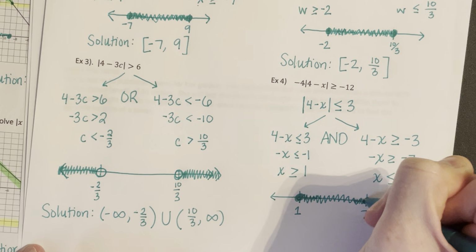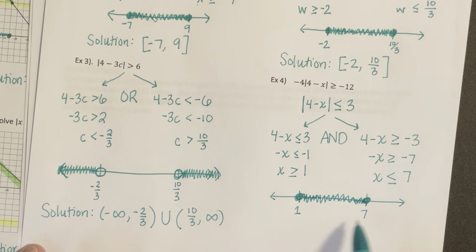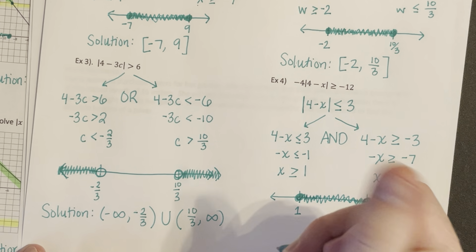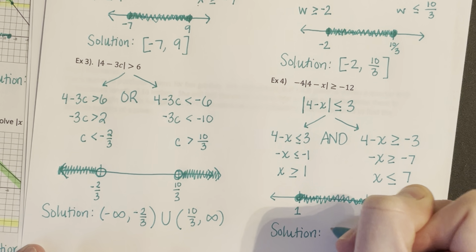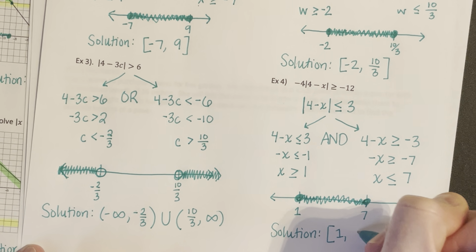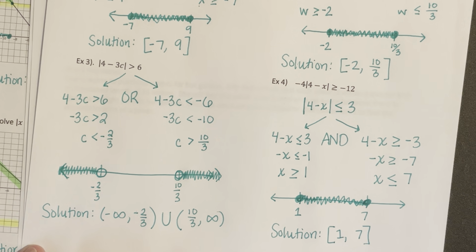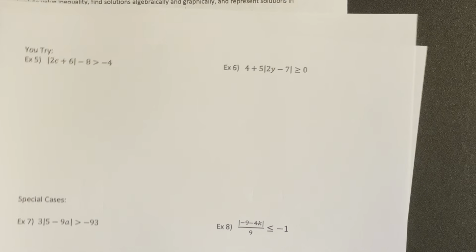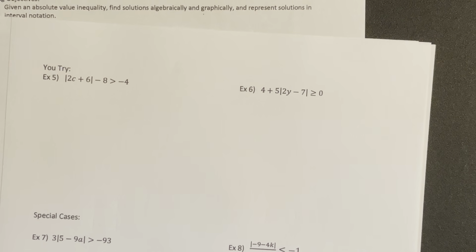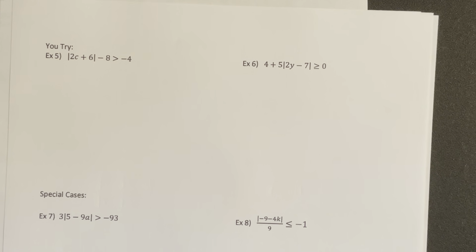So, and inequalities will usually look like this, where they're shaded in between. So our solution would be bracket 1 to 7 with both brackets on each one. Okay, so why don't you go ahead and try number 5 and 6. You can pause the video and then check your work.